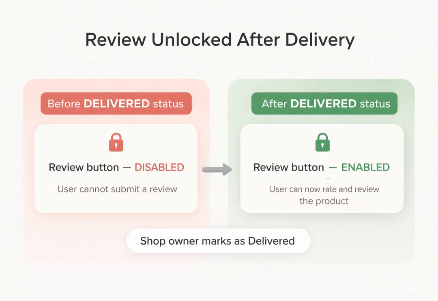To make this really clear, here's the before and after. Before the shop owner sets the status to delivered, the review option is completely locked for the user. They simply don't have access to it. But the moment the shop owner marks that order as delivered, the review feature becomes available. The user can now go in, rate the product, and leave their feedback. This is the full intended flow of the system.